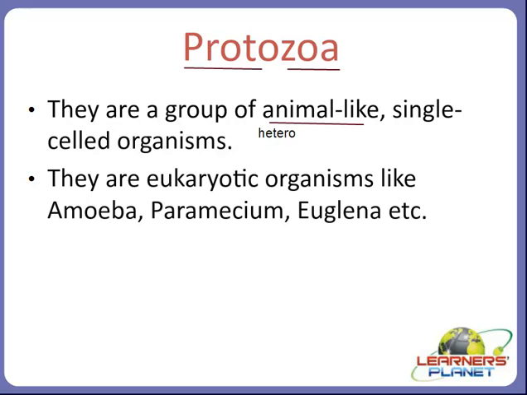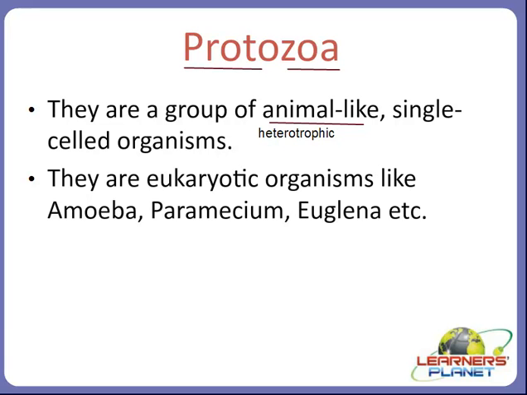heterotrophic. So what does heterotrophic mean? It means that the organism is dependent on some other sources. They themselves cannot synthesize their own food. So those who are dependent on other sources for their own nourishment are known as heterotrophic organisms. And this is one of the most important characteristics shown by the animals. And hence, when we are saying protozoa is animal-like, then the same property is shown by the protozoa also.